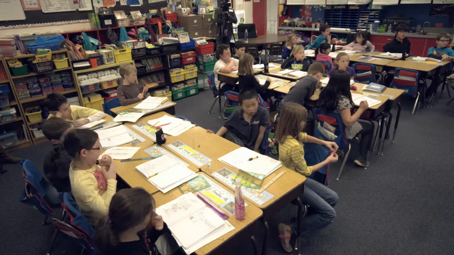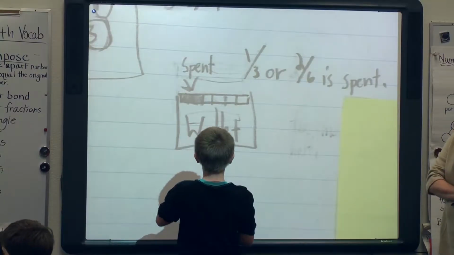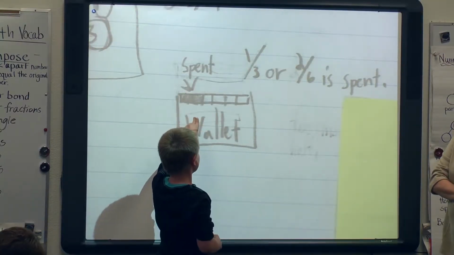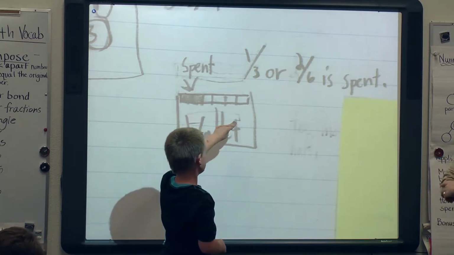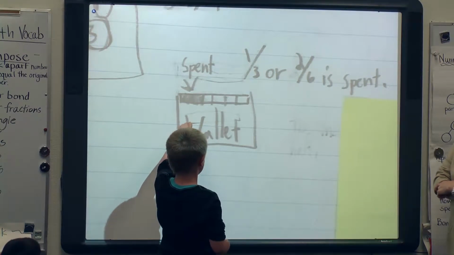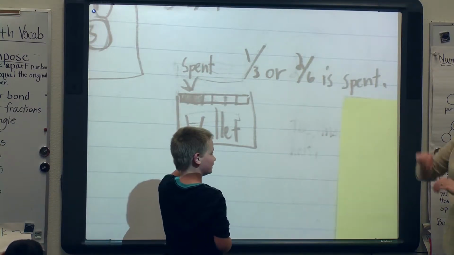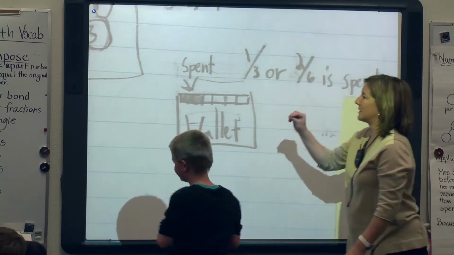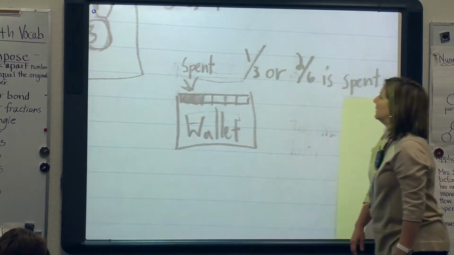Well, I looked at it kind of like a times table, and 3 times 2 is 6, and 2 times 3 is 6, and... Wait, I need you to put it on the board. Can you write it on the board so you can explain it a little bit better?